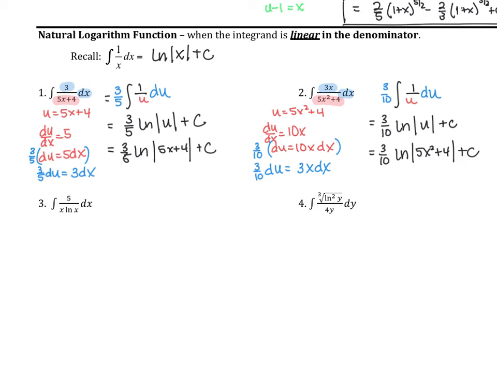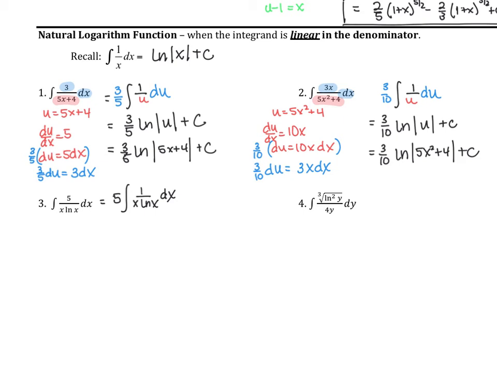How'd you do? Okay, well, this next one's a little bit messier, so let's see if we can make any sense of it. To be honest, on this one, what I would probably do first, just for visual, is pull out the 5, because that leaves you with 1 over x times natural log of x dx. And I think this might be visually easier to see.